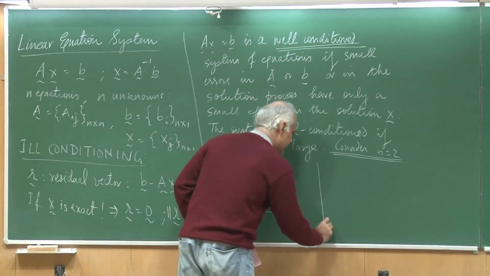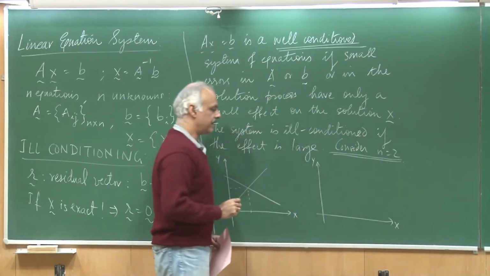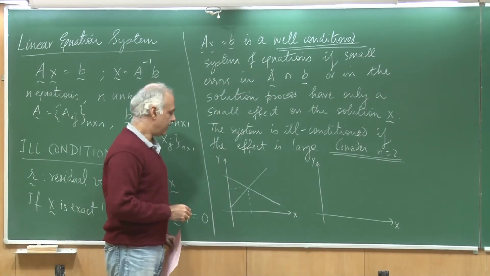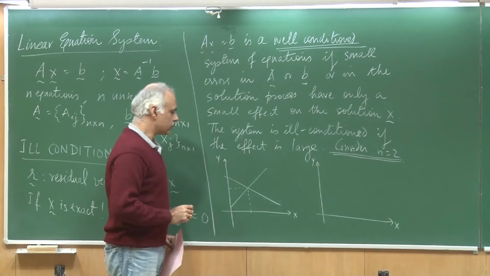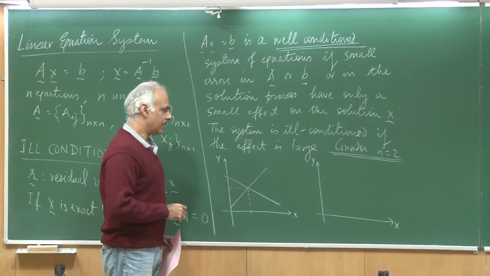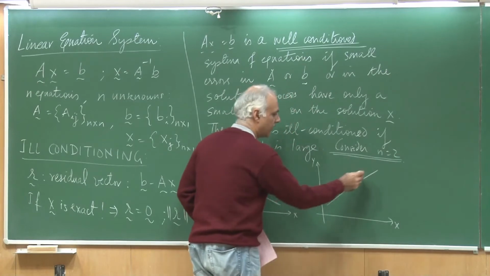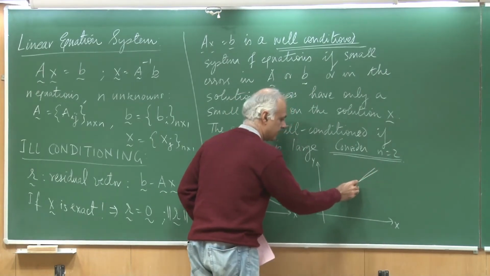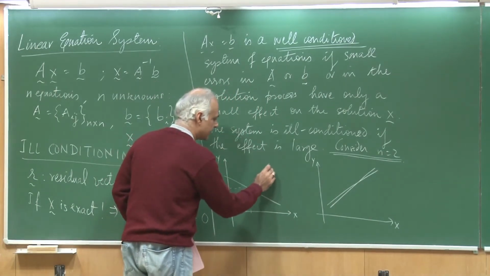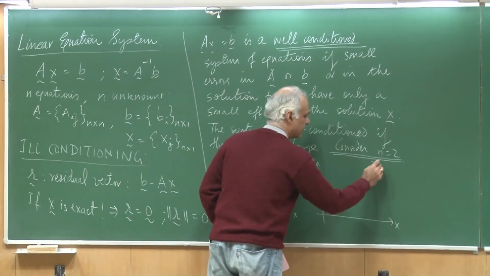Let me consider another situation, again on the xy plane, and this time the two equations that I represent, they also form two lines, but consider that the slope of those two lines are close to each other. So let me draw those lines. So this is equation 1 and this is equation 2. So let me mark this. This is equation 1, this is equation 2.